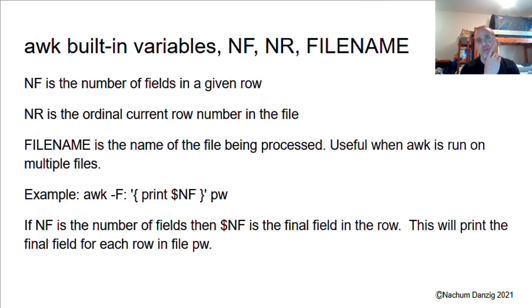awk has certain built-in variables which you should know about, and these are some of them. NF is the number of fields in a given row. So if every row is 7 fields, then NF will always be 7. But some rows could have more colons than others, or whatever field separator I'm using determines how many fields there will be. And then NF could be different, but it'll give me the number of fields in it.